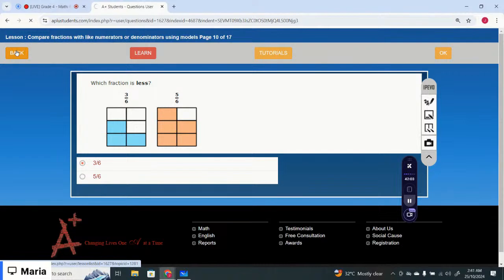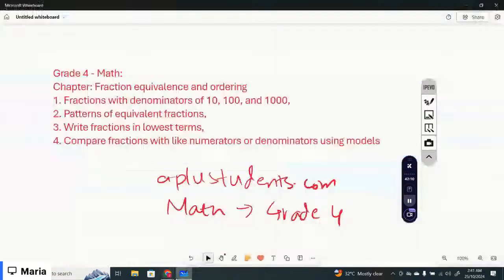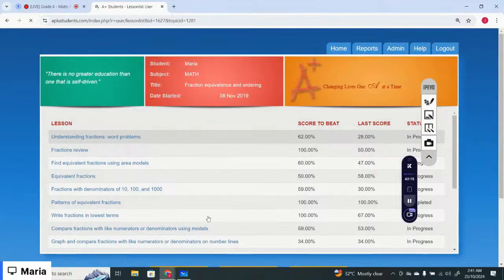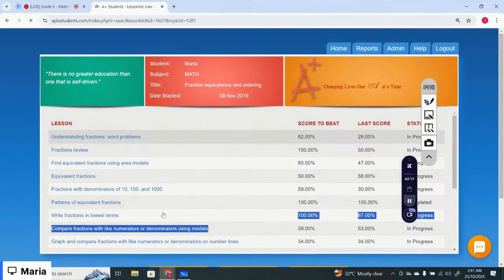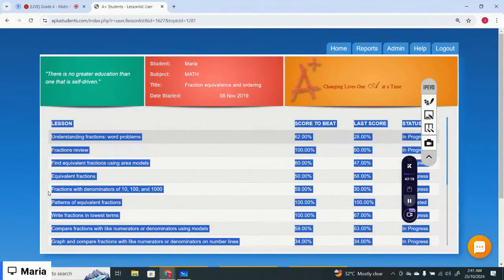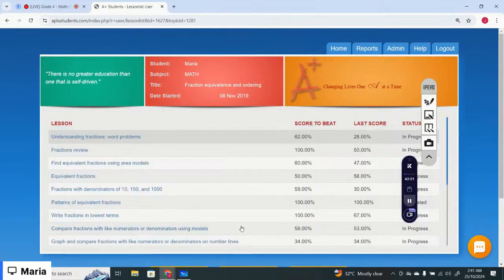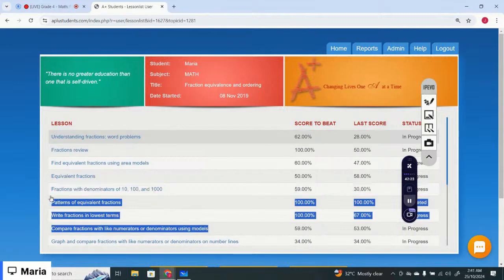So, we were working on grade 4 math. The chapter we were working on is fractions, equivalence, and ordering. Fractions with denominators of 10, 100, and 1000. Fractions of patterns of equivalence fractions. Write fractions in lowest terms. Compare fractions with like numerators or denominators using models.